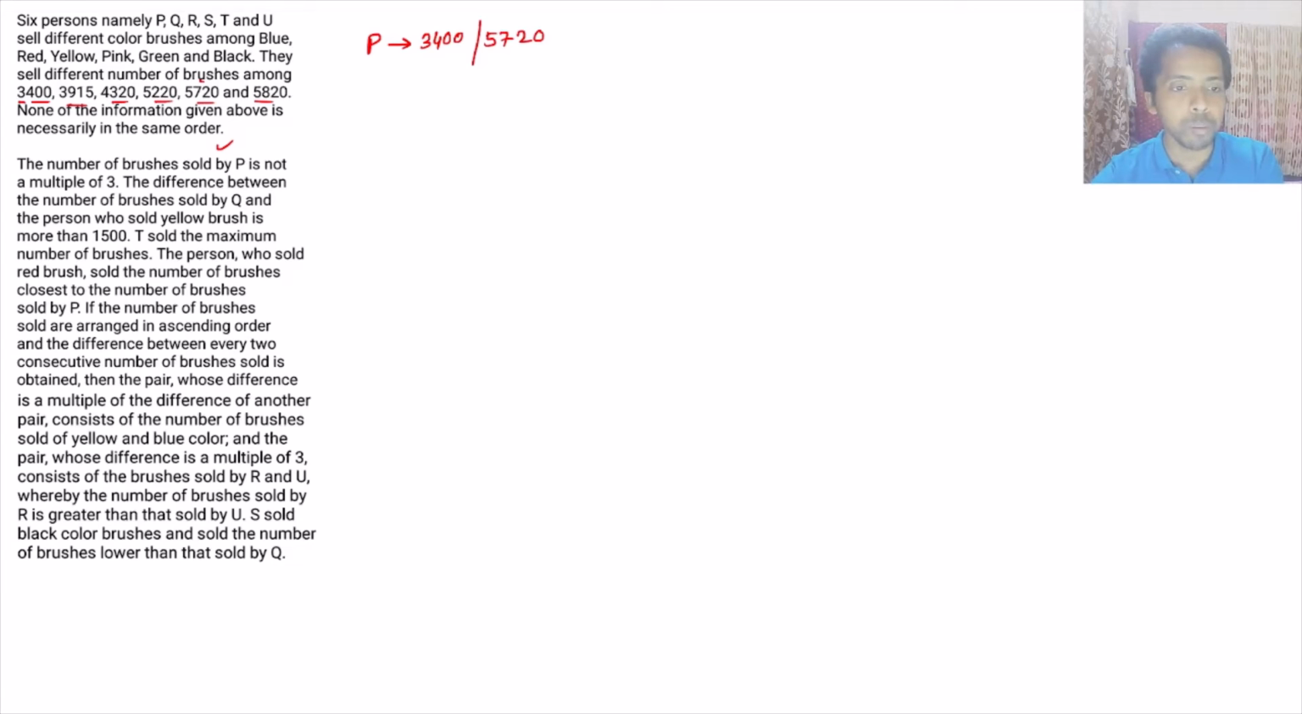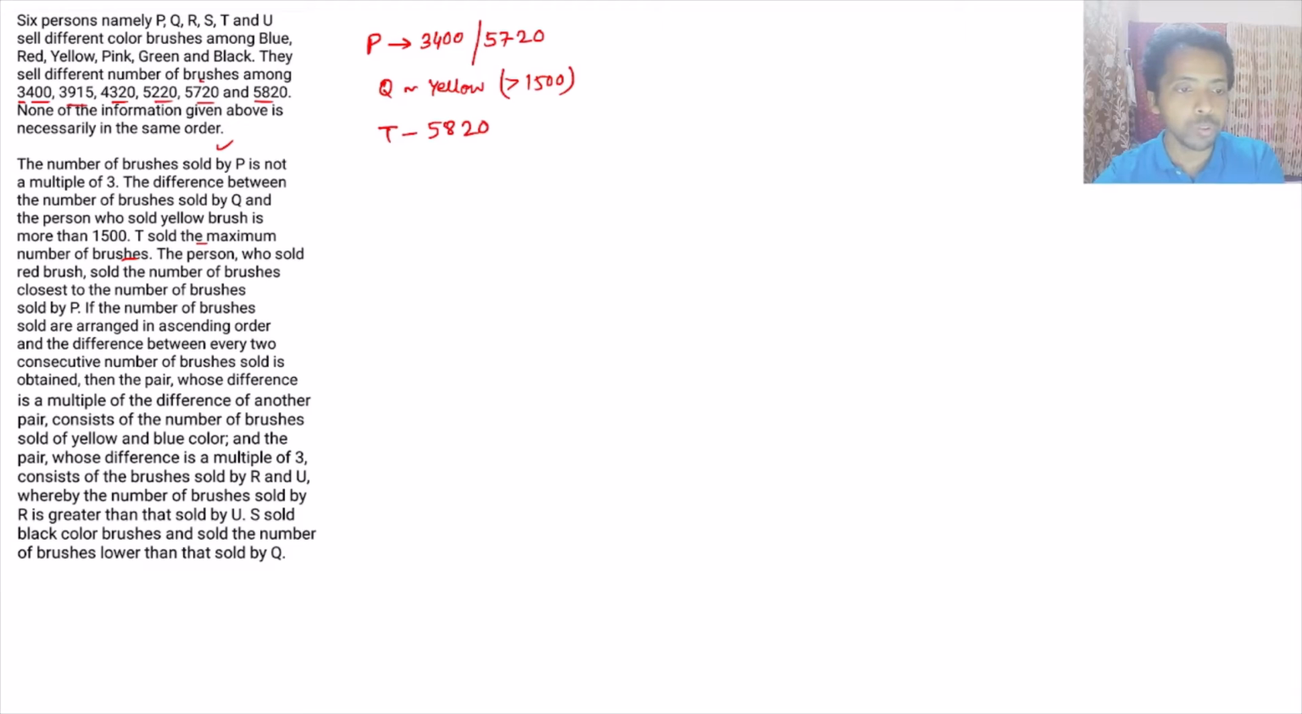The difference between the number of brushes sold by Q and the person who sold the yellow brush is more than 1500, that is Q and yellow, that is 1500. T sold the maximum number of brushes, that is a very straightforward statement. So 5820.